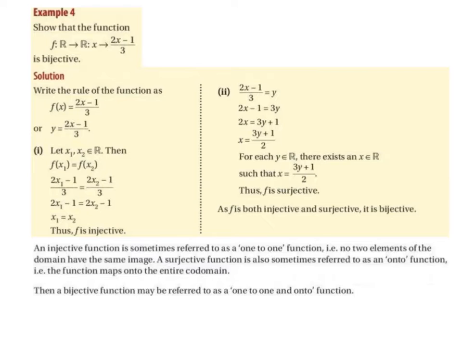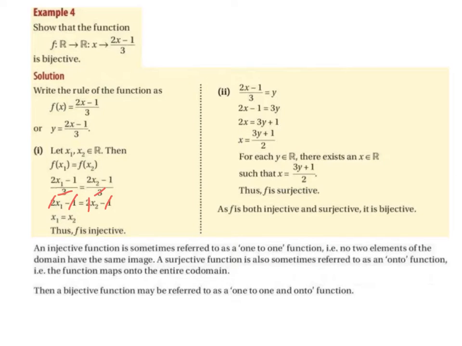So we can cancel out the 3's, leaving us with 2x1 minus 1 on the left and 2x2 minus 1 on the right. Then we can cancel out the minus 1's, and then we can cancel out the 2's, leaving us with x1 on the left and x2 on the right. So we get x1 is equal to x2, thus f is injective.